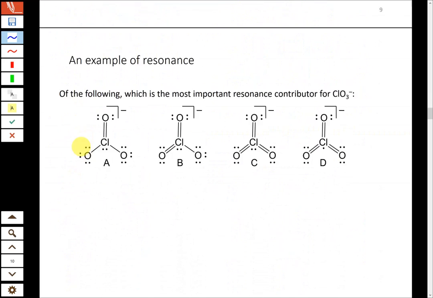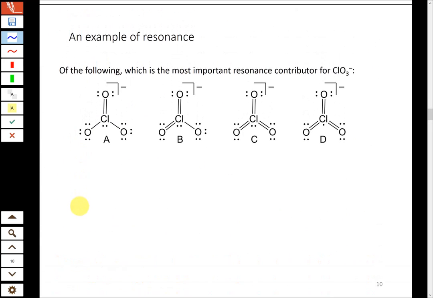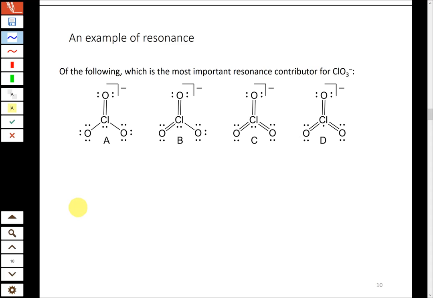All right, the last thing we're going to do before we move on to the next and last major topic of this chapter is just an example problem on how we evaluate resonance structures. A resonance structure is any structure that has the correct number of valence electrons, and technically can be considered a resonance structure, but some of them are going to be more important than others.